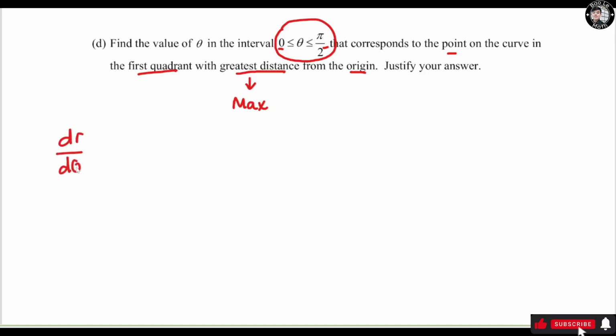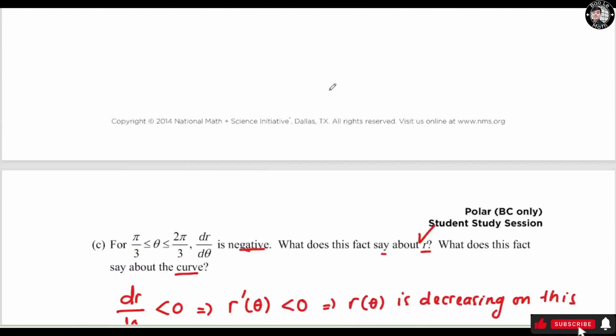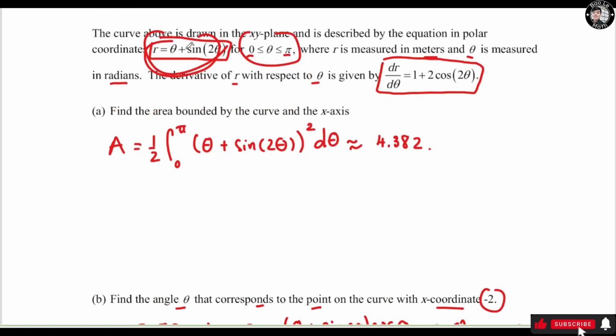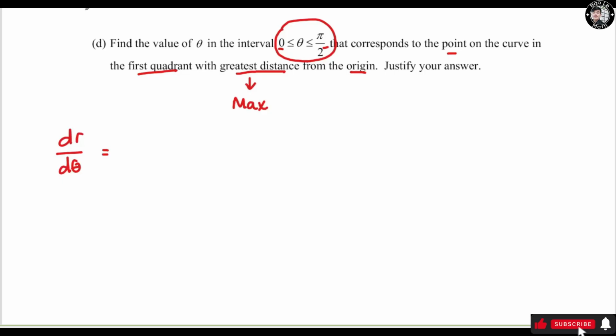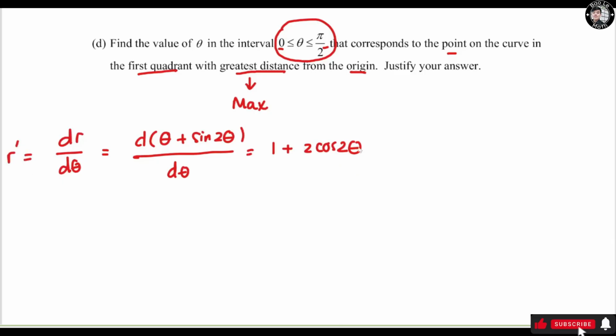dr over d theta is gonna be, we're gonna go back over here, the function r equals theta plus sine 2 theta, right? So it's gonna be d of theta plus sine 2 theta over d theta, right? Now we're gonna check the derivative of this one with respect to theta, right? So it could be 1 plus 2 cosine 2 theta, right? So this guy is actually the first derivative, right? So we need to let this one equal to 0, right? So r prime equal to 0 is the same thing as 1 plus 2 cosine 2 theta equal to 0.